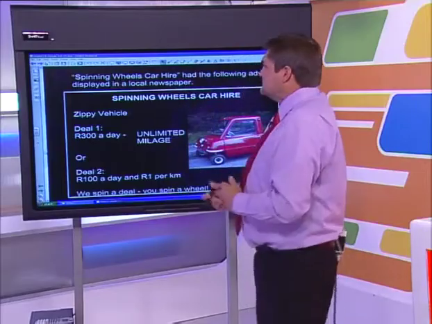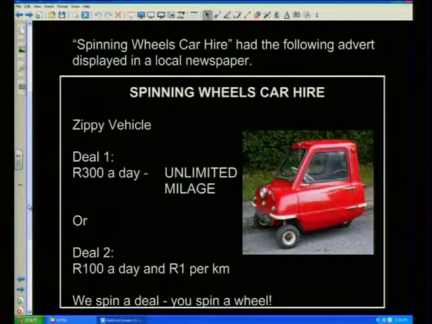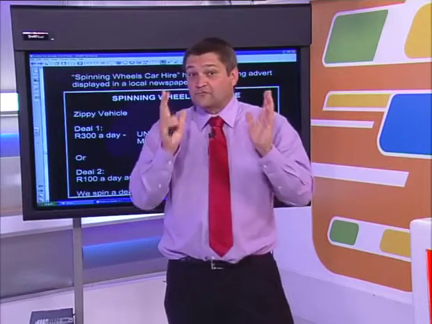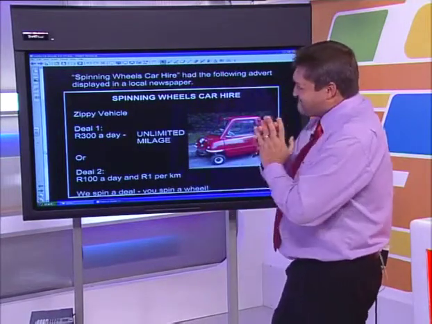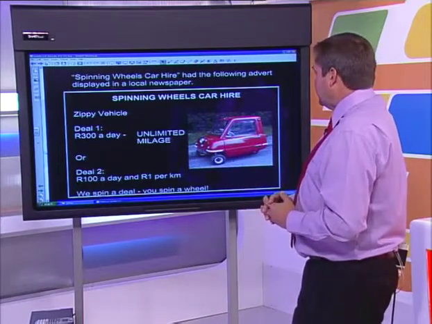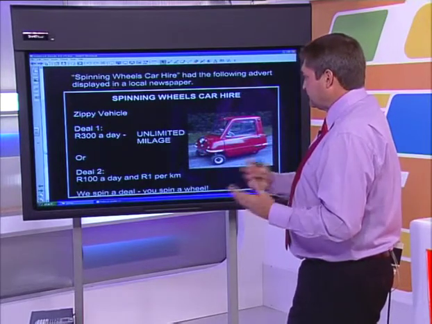All right, so Spinning Wheels Car Hire had the following advert displayed in a local newspaper. Spinning Wheels Car Hire. There it is. Lovely little car. Wish I had one like that. Looks like the front wheel's coming off. Looks like the back wheel has come off, and now we've only got one. Only got 2 doors. A great vehicle for dating. Okay, there it is. Absolutely brilliant. Going to have an amazing effect on your relationship with someone.